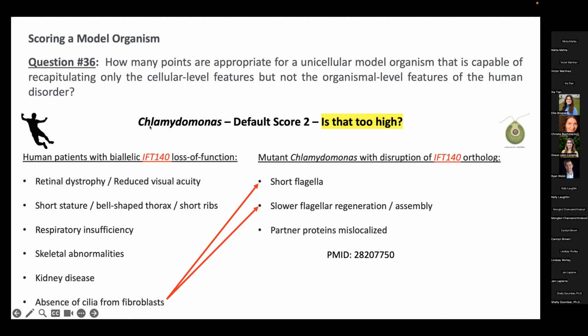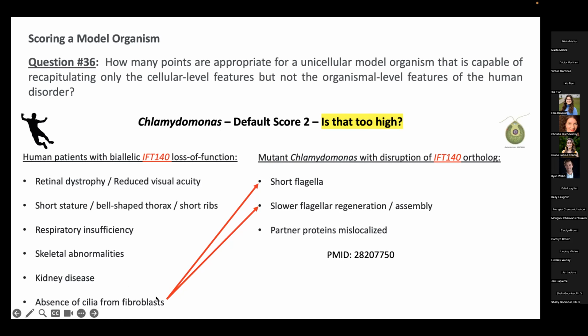I'll give you a little backstory on this Chlamydomonas. It's a single-celled algae, right? So consider its ability to recapitulate the human phenotypes for this disease, which you can see on the left side. They are retinal, they have skeletal issues, kidney disease, things like that. None of these are going to be recapitulated by an algae.